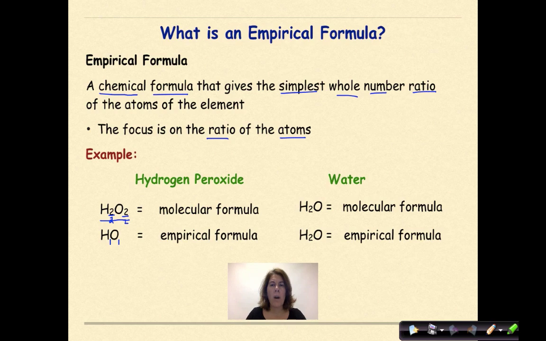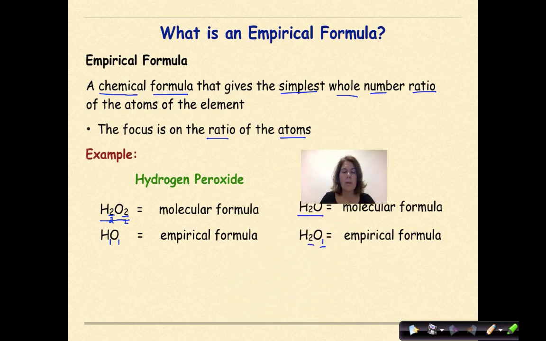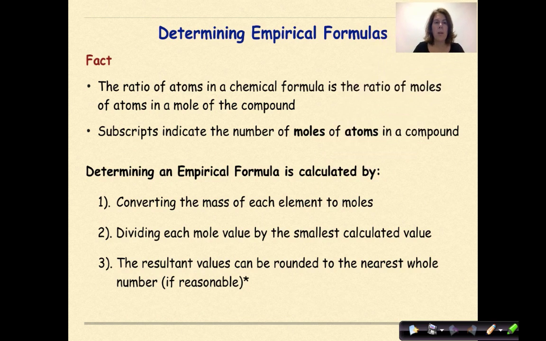Now let's look at water. Water's molecular formula is H2O that we see right here. The empirical formula for water is also H2O, since the ratio of hydrogens to oxygens is 2-to-1. For every 2 hydrogens, I need 1 oxygen. So in this case, the molecular formula and the empirical formula are exactly the same. And sometimes that happens.